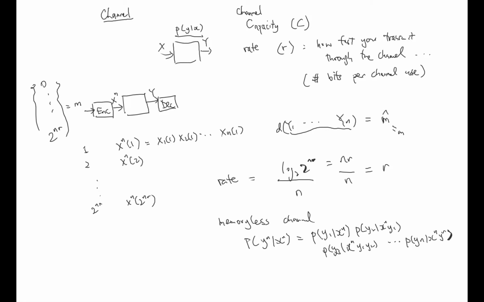Now this is just Bayes' rule. This is nothing, just Bayes' rule. But if my channel is memoryless, then the output y here will depend on nothing but the current input. So y_1 won't depend on the future input. It only depends on the current input. So this one will be just equal to P(y_1 given x_1).